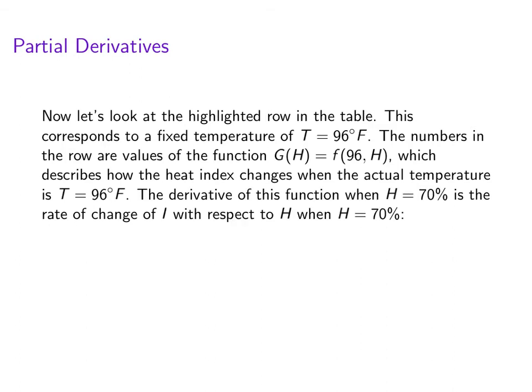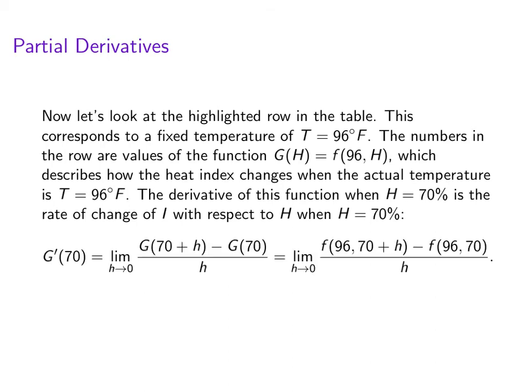So if we differentiate this function when H is equal to 70, it's the rate of change of the heat index with respect to humidity when the humidity is 70%. So we could say that big G prime of 70 is equal to the limit as h goes to 0 of big G of 70 plus h minus big G of 70 all over h. And that's the limit as h goes to 0 of f of 96, comma, 70 plus h minus f of 96, 70, all over h.